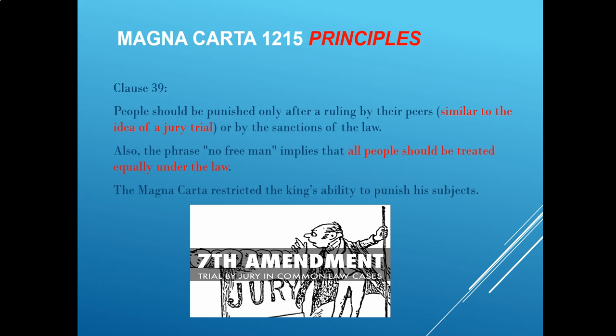Constitution and Bill of Rights. So clause 39 basically says that people should be punished only after a ruling by their peers, similar to a trial by jury here in the United States. In other words, the courts cannot come and tell you, hey, you're guilty of this, without having you go to a trial where a group of people hear the arguments against you and in your favor, and they determine if you're guilty or not guilty.